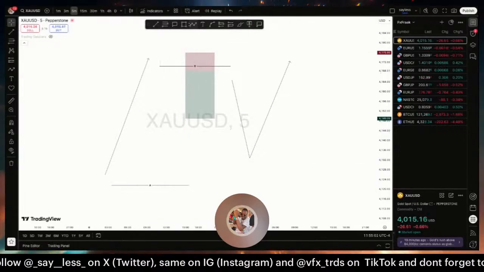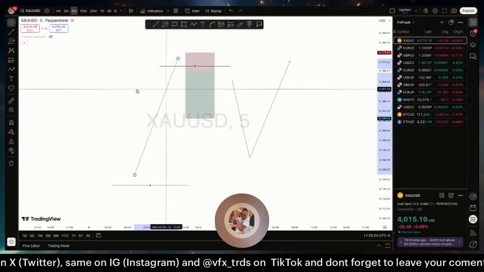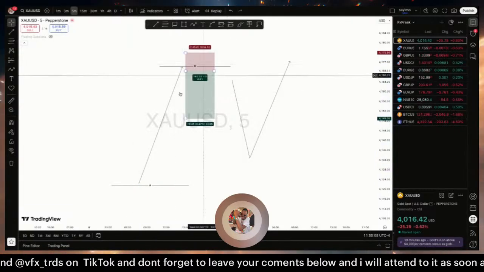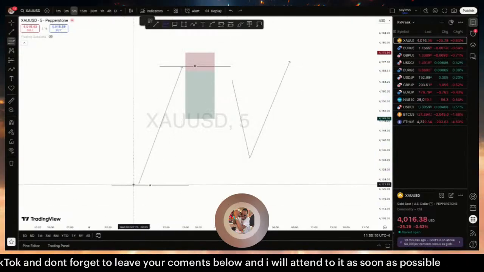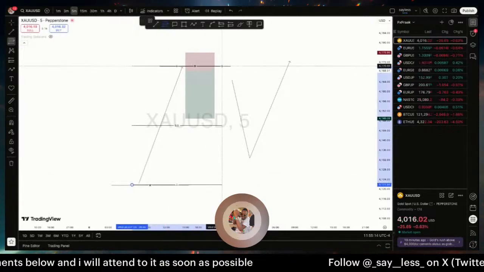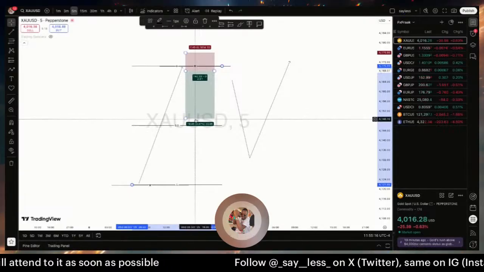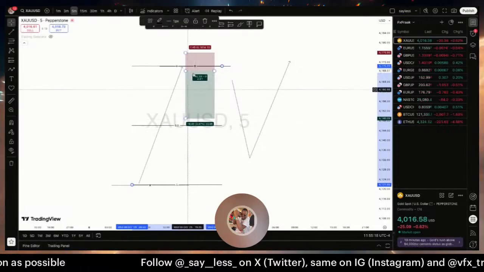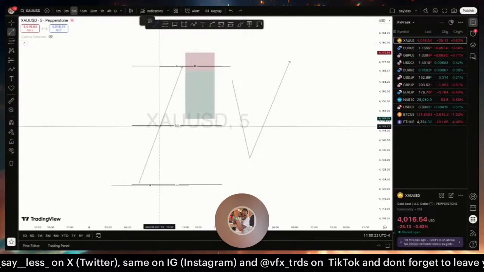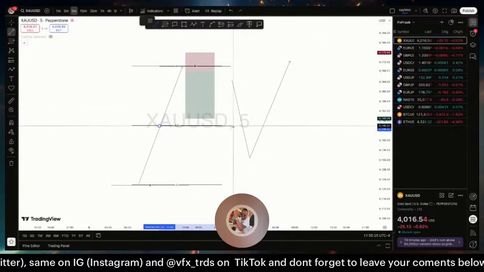For me, if there is a point A to point B and there is a movement from point A to point B, a reasonable pullback has to come to at least 50% of point A to point B. That is one. There are three things that I need a reasonable pullback to fulfill. It needs to pull back to at least 50%. So let me draw a line here. This is my 50%. All right.